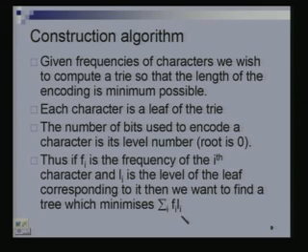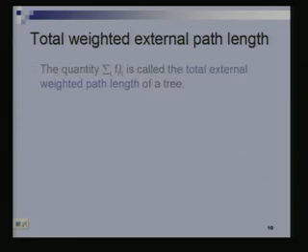Our tree will determine the l_i's. The f_i's are given to us, right? We cannot change the f_i's. We can pick a tree so that we can get the right, the appropriate l_i's. So this quantity summation f_i l_i is called the total external weighted path length of a tree, right?